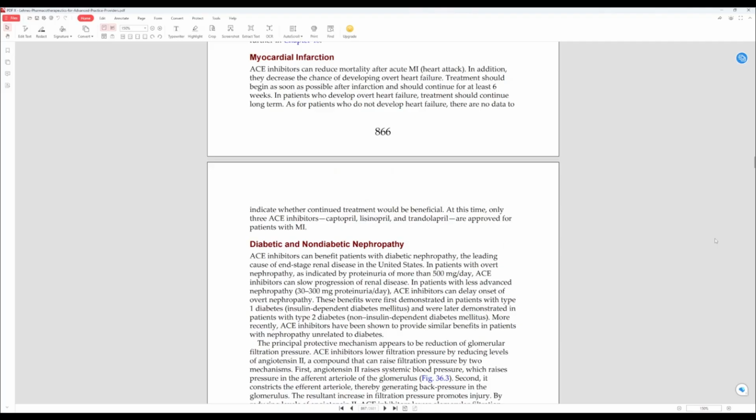So, myocardial infarctions. ACE inhibitors can reduce the mortality after an acute myocardial infarction, or heart attack. In addition, they decrease the chance of developing overt heart failure. Treatment should begin as soon as possible after infarction and should continue for at least 6 weeks. In patients who develop overt heart failure, treatment should continue long term. As for patients who do not develop heart failure, there are no data to indicate whether continued treatment would be beneficial. At this time, only 3 ACE inhibitors, captopril, lisinopril, and trandolapril, are approved for patients who've had a myocardial infarction.